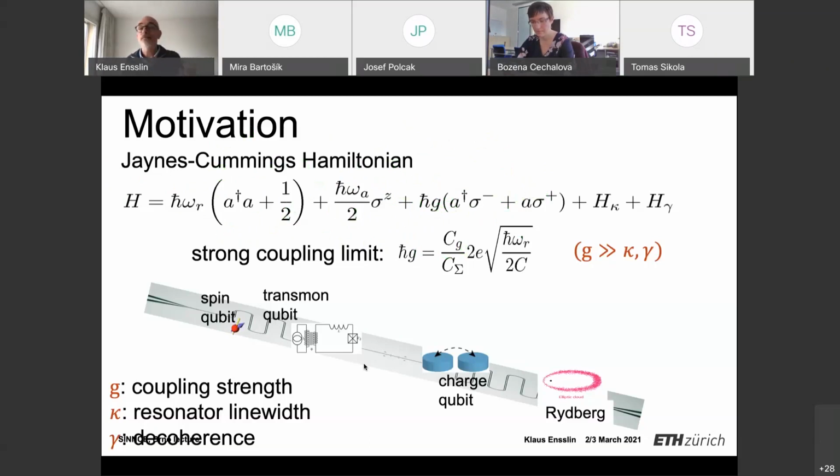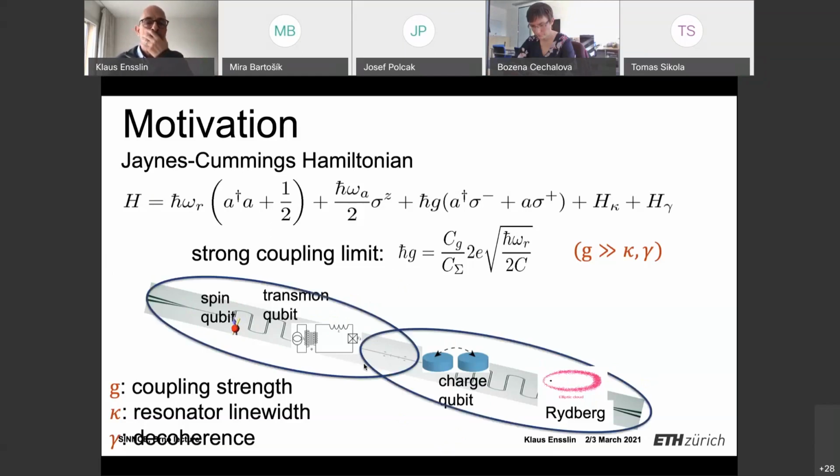Now, it turns out that many qubits actually have resonances in the microwave regime, and you could dream about the long microwave resonator where you have spin qubits and charge qubits and transmon qubits and Rydberg atoms that all couple to the same resonator, and you could exchange quantum information coherently. That's a dream at this point.